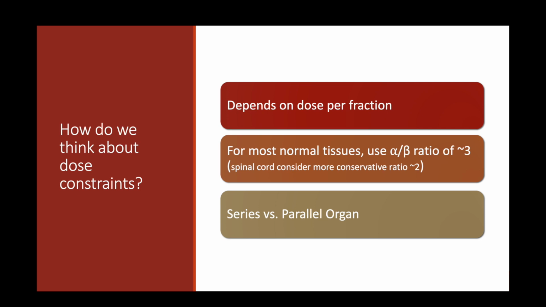For the spinal cord, we actually will sometimes use a more conservative alpha-beta ratio of around 2, just because we know that the spinal cord is exquisitely sensitive to fractionation. And the lower that alpha-beta ratio, the more sensitive these tissues are to fractionation. So dose per fraction matters, alpha-beta ratio matters, and finally, it's really important to consider the organ that we're treating and that we're actually prescribing a particular dose constraint.